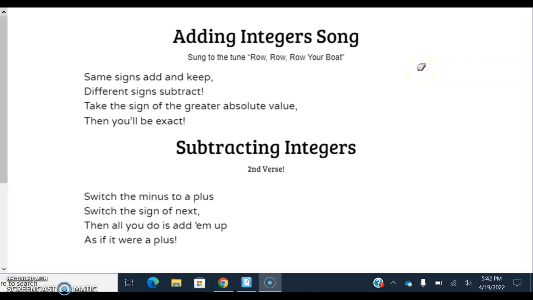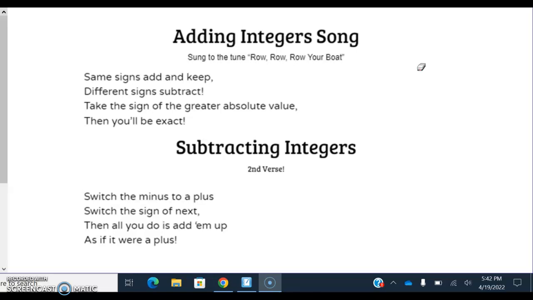Hi, everybody. I am going to sing to you the adding integers song and the second verse, subtracting integers. And when you get to the part that says take the sign of the greater absolute value, you kind of have to sing that part a little bit fast. But you can do it. It's to the tune of Row, Row, Row Your Boat. And then we will work on some problems together, and then you can work on some problems by yourself.